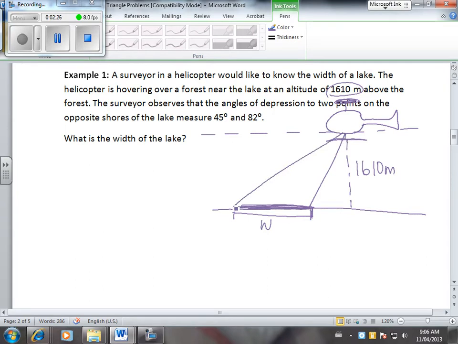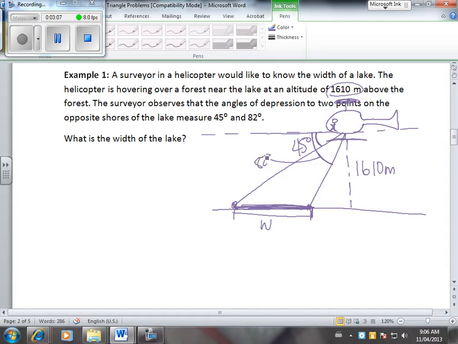The other thing we're told is that the angles of depression to 2 points on the opposite shore of the lake measure 45 and 82 degrees. So when we talk about angles of depression, we'll look here. If you have your person in here and they're looking down, this angle of depression is 45 degrees. And then you have this big angle of depression, the second one. So this person can be looking down to the far end or looking down to the nearer end of the lake, and this one is 82 degrees.